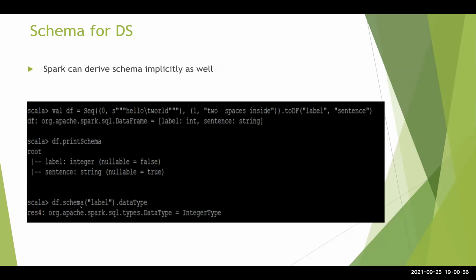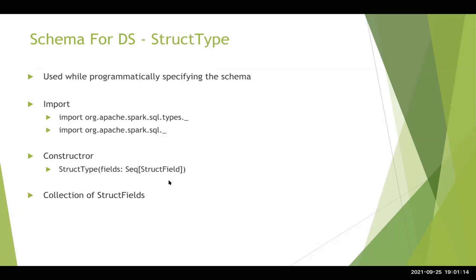If I want to know the schema of one particular column, I can say df.schema with the column name and the data type. It gives me that it's an integer type. We'll see some examples: along with column names, you could specify the column types also. We'll see that in further examples. And how do you do that? Using struct type. I think more or less you all know, so we'll just go through this quickly.